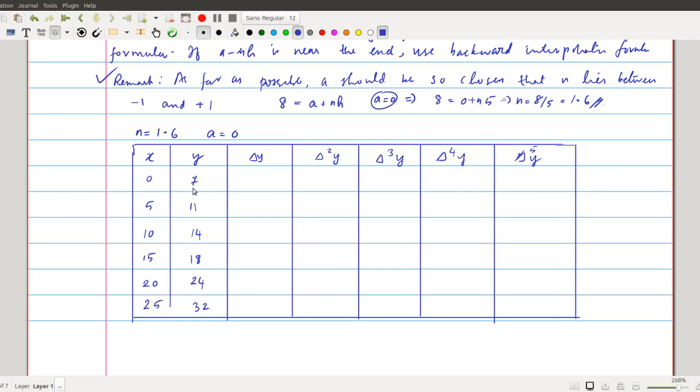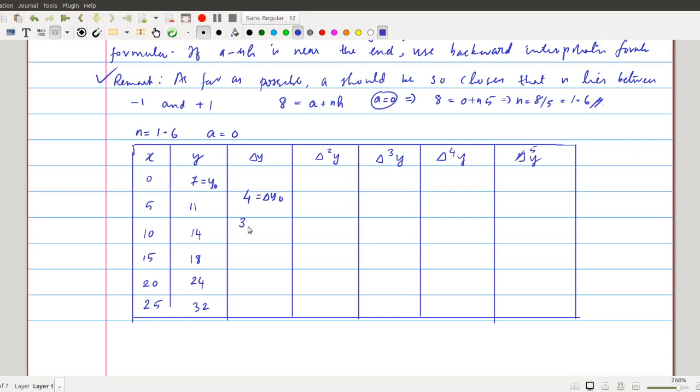To evaluate this f of 8, you first complete this table. These are the x values and these are the y values. First we evaluate delta y. Delta y is nothing but y1 minus y0. So this is our y0, and this is delta y0, that is y1 minus y0, and delta y1 will be y2 minus y1.